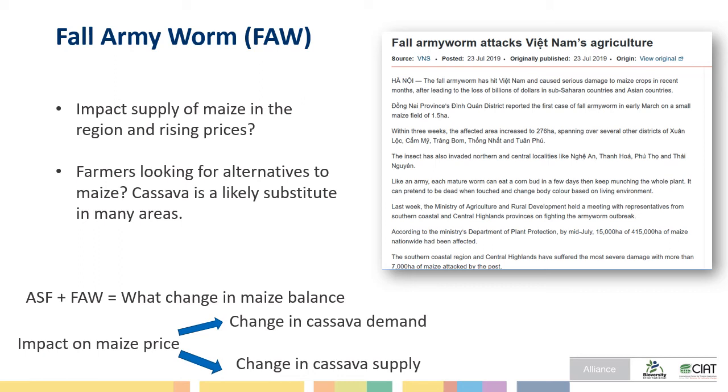At the same time, you had fall armyworm. It's a little bit hard to get a handle on what the current situation is with fall armyworm in Vietnam, but we know it has spread through the main maize producing regions of the whole area. So the total outcome, African swine fever plus fall armyworm, means what for cassava? It's a very difficult question, and the information really isn't readily available for the cassava sector to add up all those different parts of the equation.